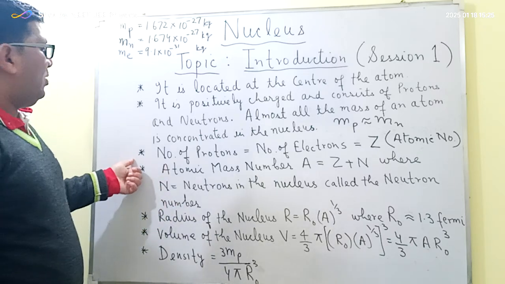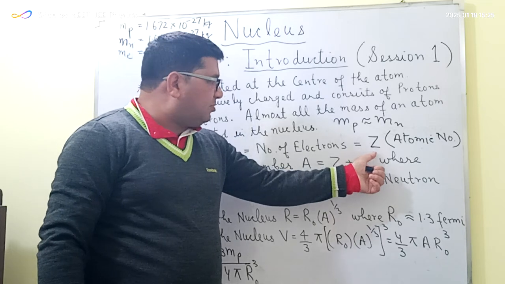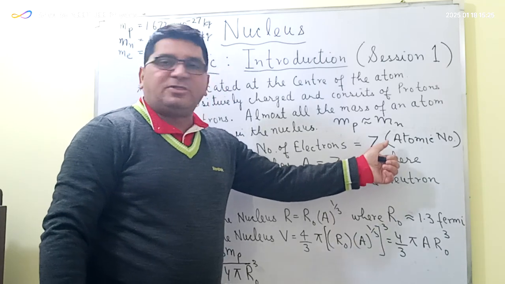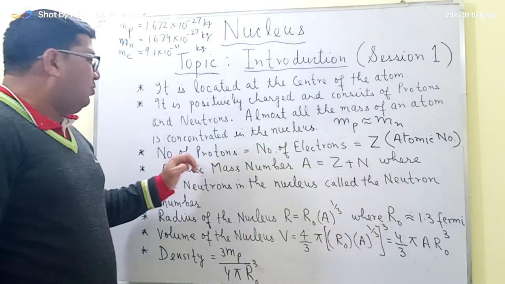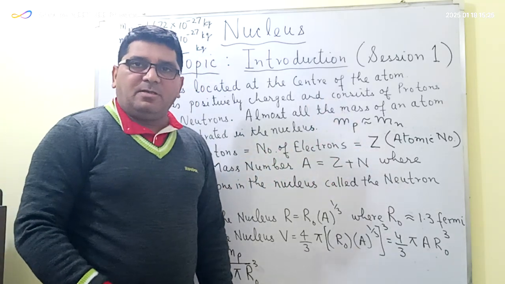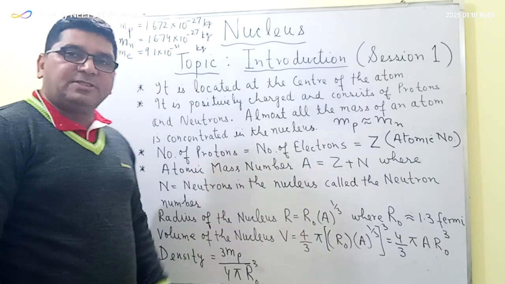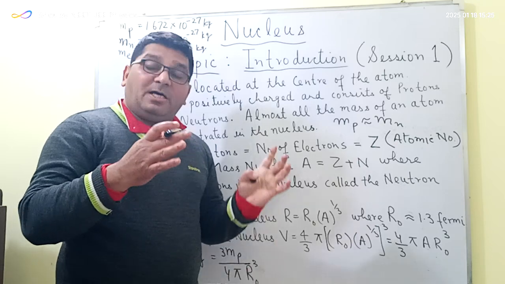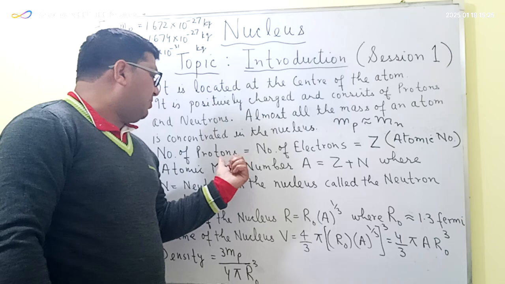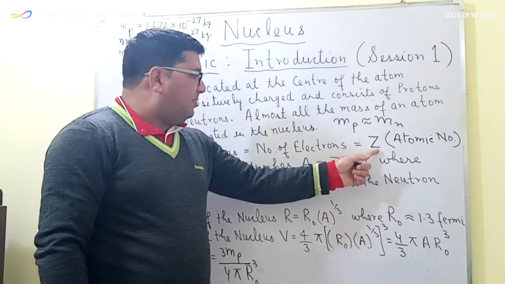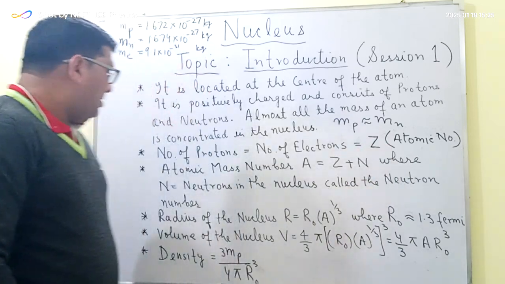So the third important point here is that the number of protons is equal to the number of electrons, which is equal to Z. And what is Z? Z is the atomic number of the nucleus. Now this is true when the atom is stable. In a stable atom, the number of electrons will be equal to the number of protons, and a stable atom is electrically neutral. The number of electrons or the number of protons is equal to Z, which is called the atomic number.